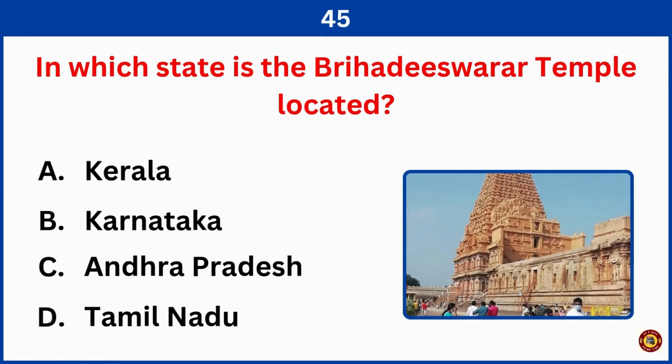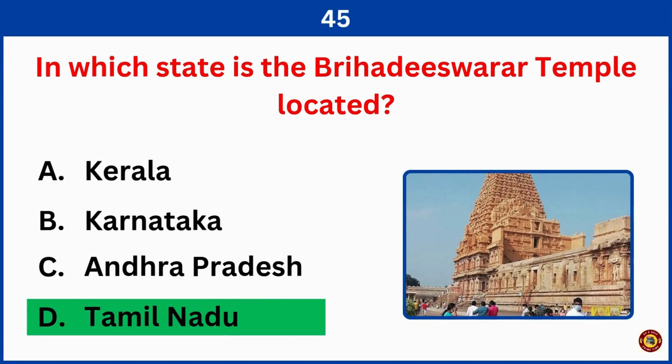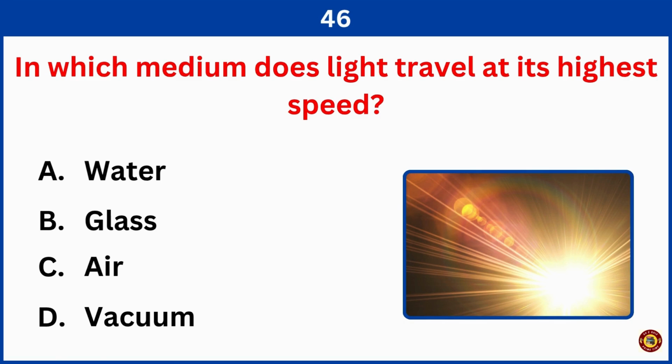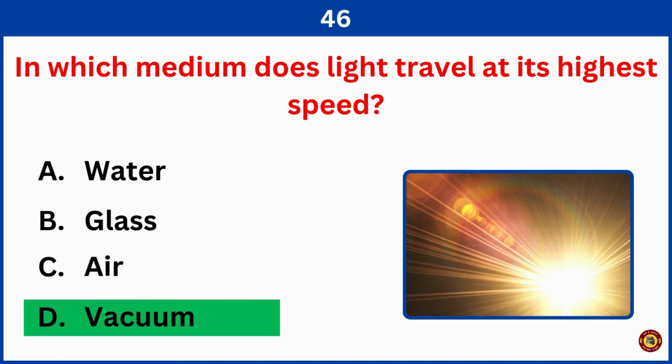In which state is the Brihadeshwarar temple located? Correct answer is option D, Tamil Nadu. In which medium does light travel at its highest speed? Correct answer is option D, vacuum.